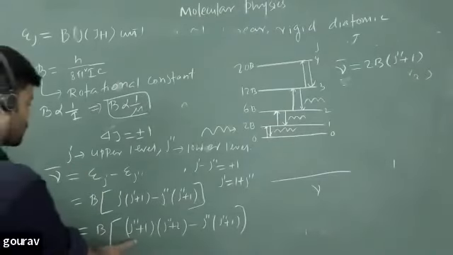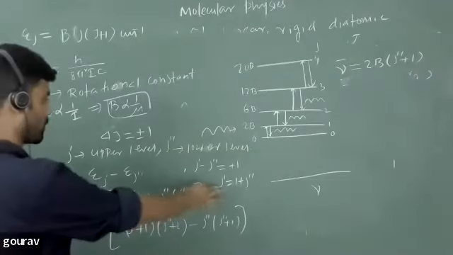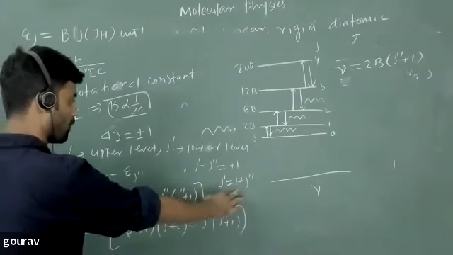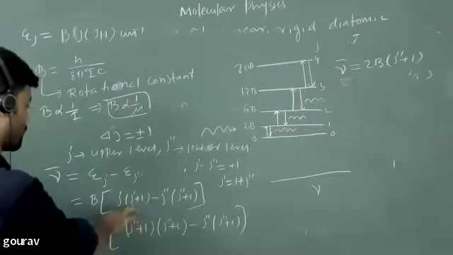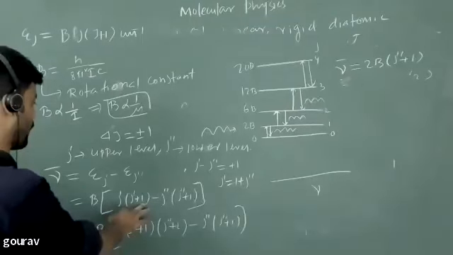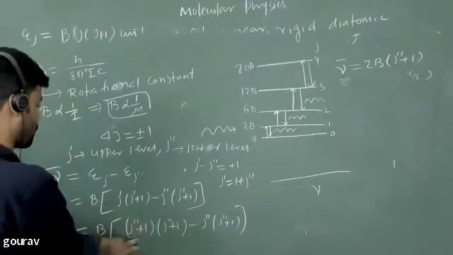Second term from the first bracket. Here I am substituting in place of j dash: I'll substitute 1 plus j double dash. So 1 plus j double dash, if you substitute in place of j dash, you already have 1 plus 1, 2 plus j double dash, and the first term j double dash plus 1.